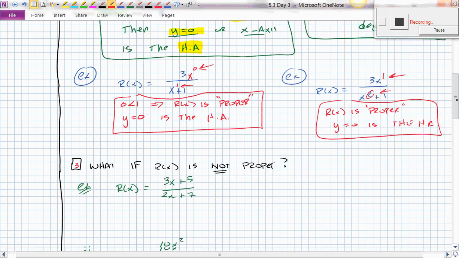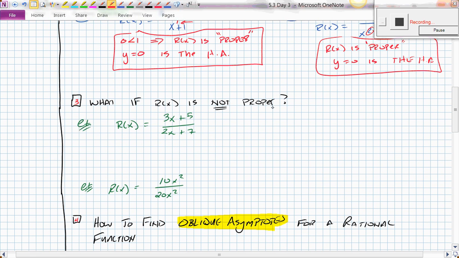So then the question you probably ask yourself is, okay, what happens if r of x is not proper? As an example, take a look. I have r of x equals (3x plus 5) divided by (2x plus 7). This is the p of x, and this is the q of x. The degree on the top is a 1, and the degree on the denominator is also a 1. So now we know that the degree of p of x is equal to the degree of q of x. If the degrees are equal, then we say y equals 3/2 is the horizontal asymptote. So where did I get that from?